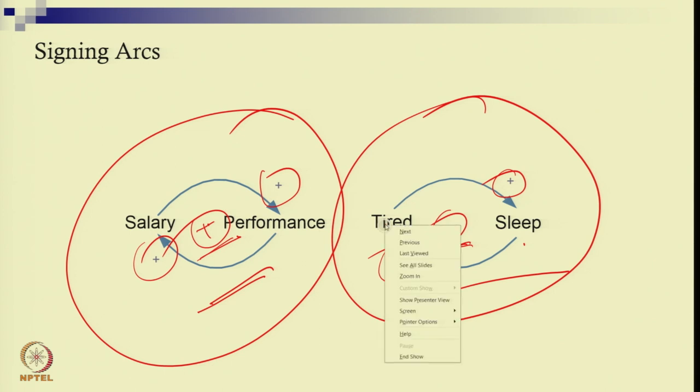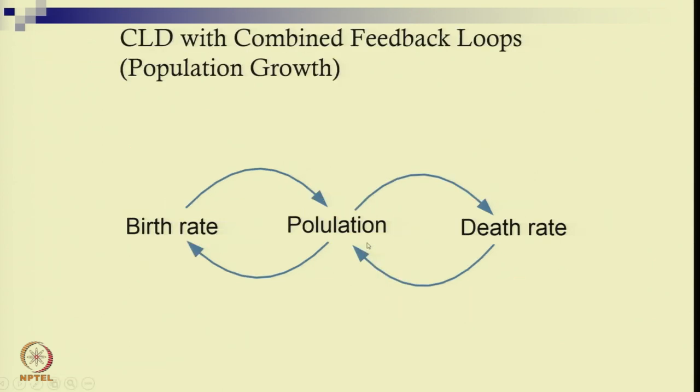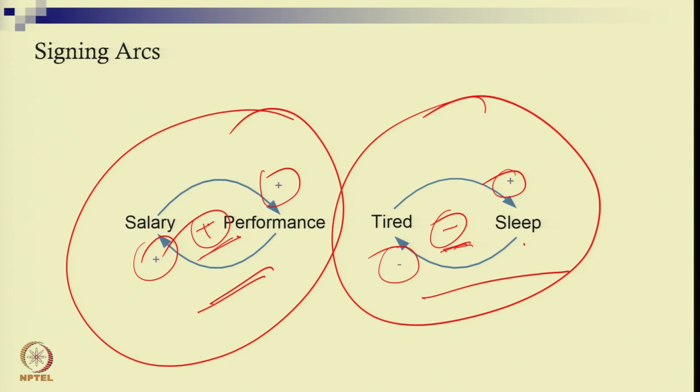If the level of tiredness increases, what happens? You need more sleep. So here it's a positive. But here, you need more, and more is a positive. So when you have more sleep, your tiredness will reduce. So it's a balancing, it's a negative. Overall, positive and negative come out to be a balancing loop.